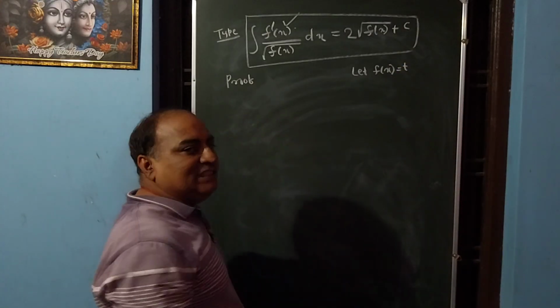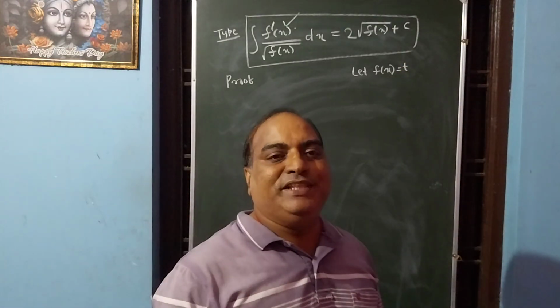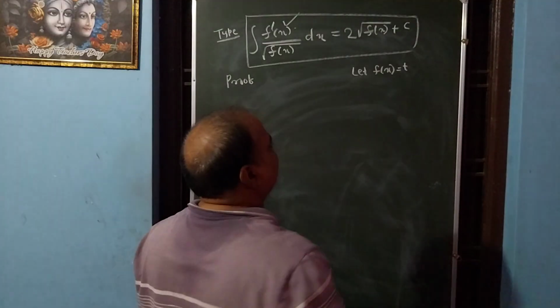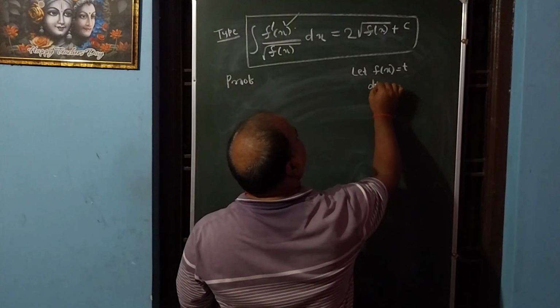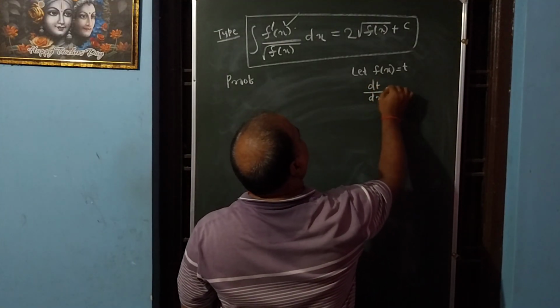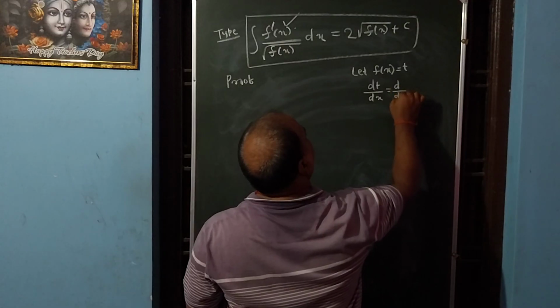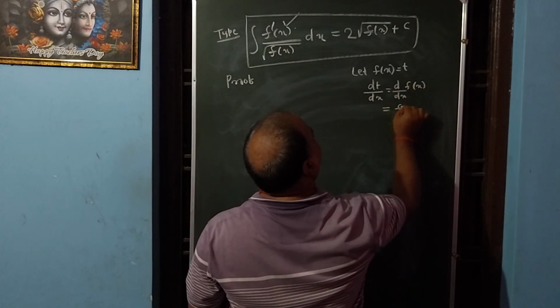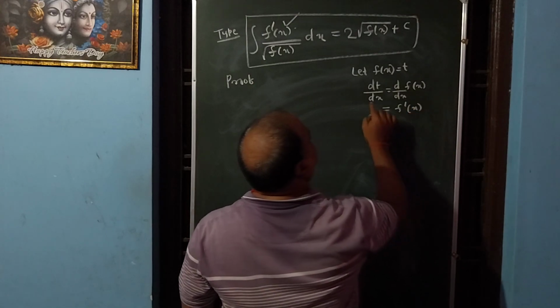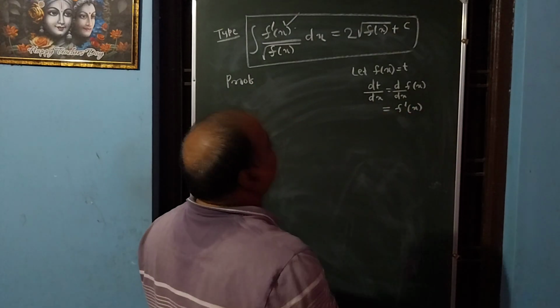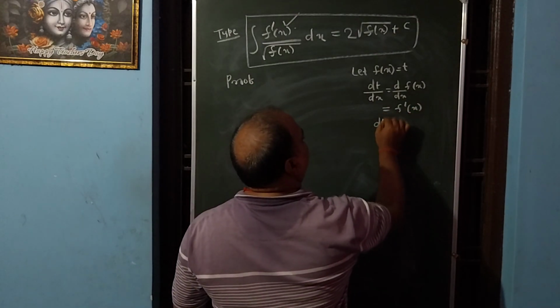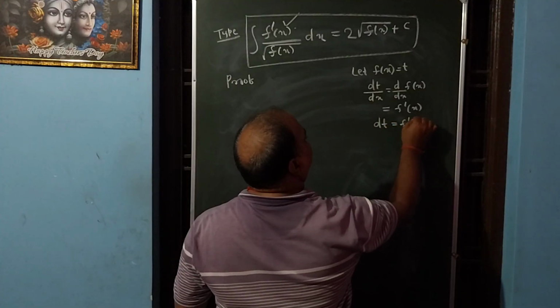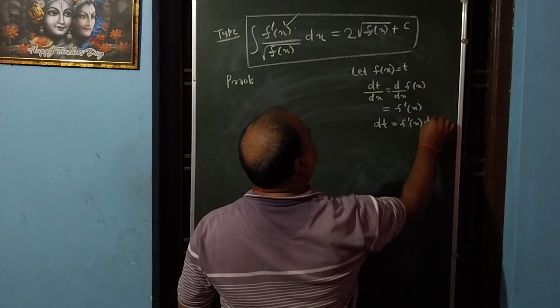Now you have to differentiate on both sides with respect to x. So we get dt by dx is equal to d by dx of f x, that is f dash x. So here dx is divided, then it is multiplied. So dt is equal to f dash x into dx.